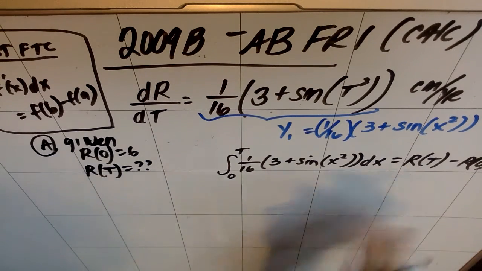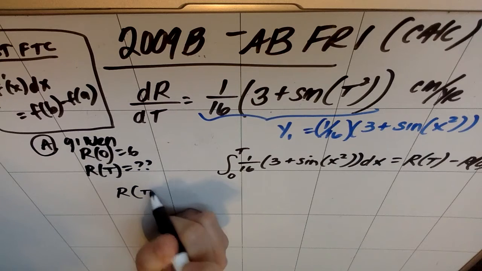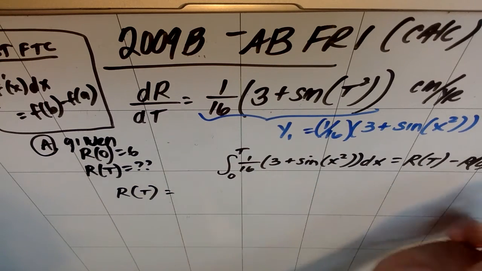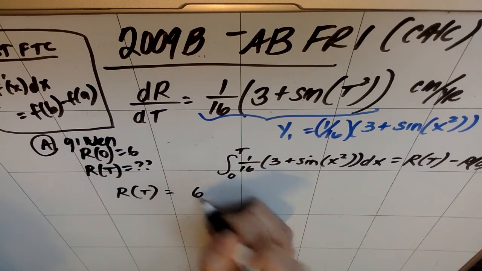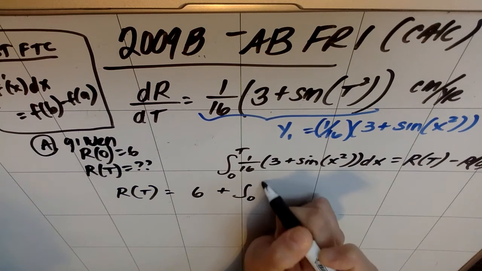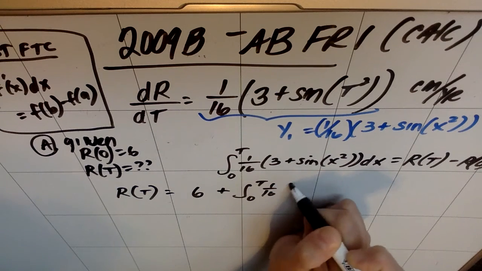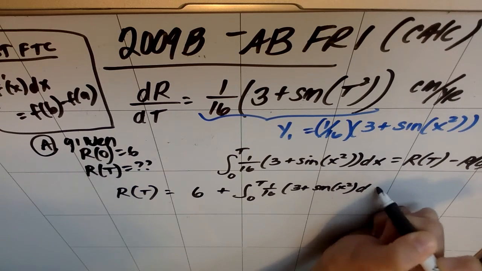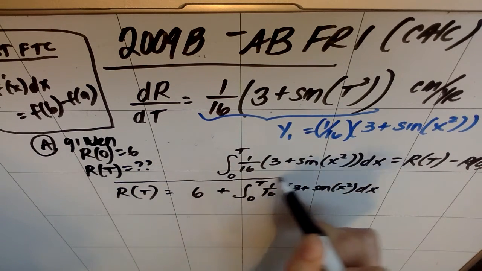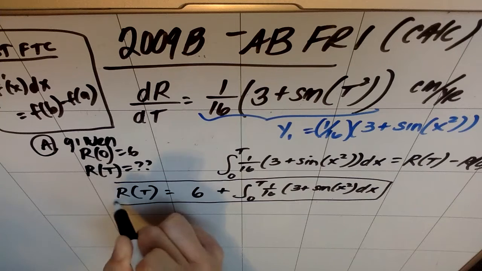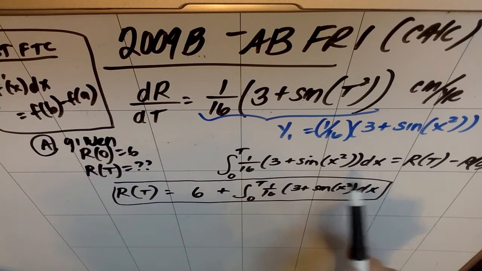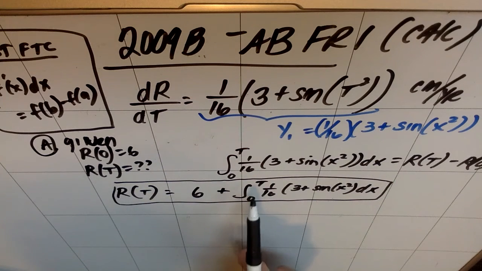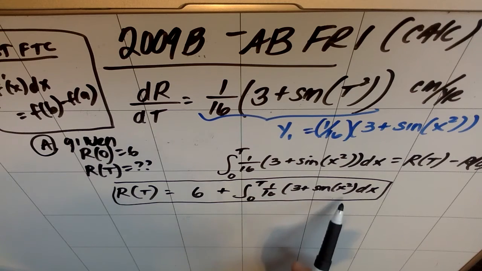So if I want big R of t, my answer to part A is going to be that R of t equals whatever R of 0 is, which in this case is 6, plus the integral from 0 to t of that 1/16 (3 plus sine of x squared) with respect to x. Notice that, again, if a variable is one of your bounds of integration, you have to make sure that you use a different variable of integration. So because I'm using t as a bound, I had to use x.